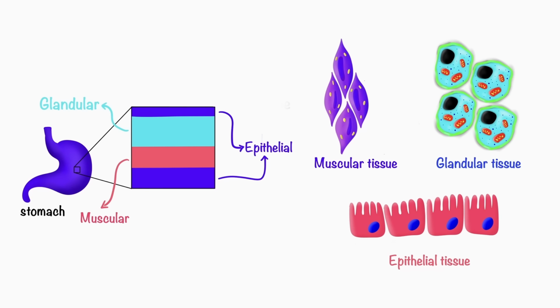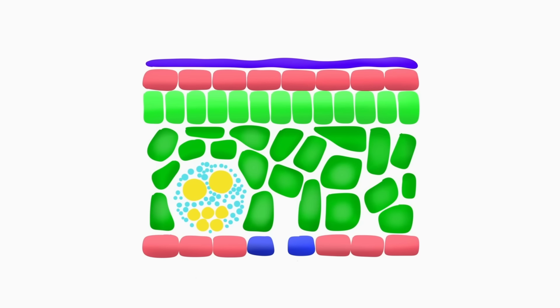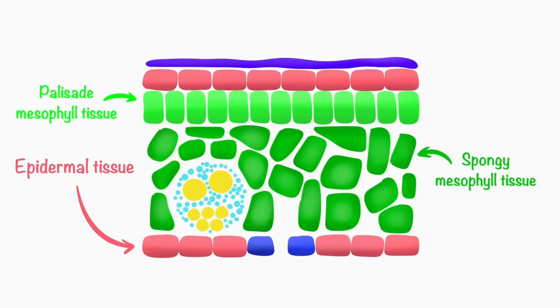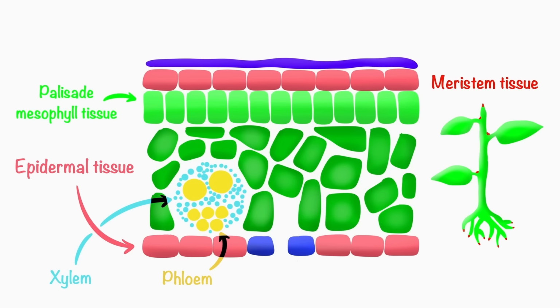Similar to how animal bodies have various specialized cells working in coordination, plants contain different types of cells that collaborate to form functional tissues. Plant tissues include several types: epidermal tissue, palisade mesophyll, spongy mesophyll, tissue for transportation such as xylem and phloem, and finally meristem tissue.